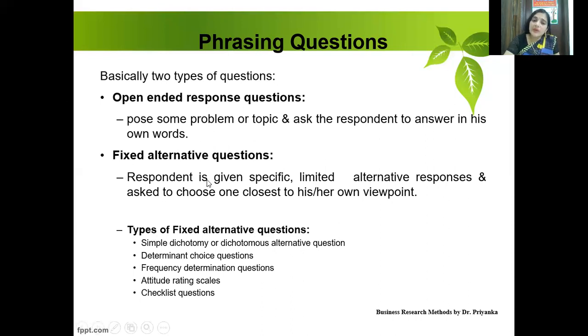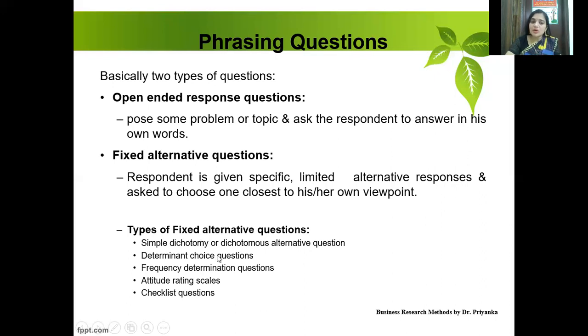But when it comes to fixed alternative questions, we have so many categories. For example, there might be questions where two responses are to be provided, yes or no. Sometimes we provide options like yes, no, and then can't say as well. Sometimes you might be trying to measure something on a 5-point scale. You might be asking somebody whether it is true or false. This way you can have different kinds of fixed alternative questions. So let us discuss them one by one.